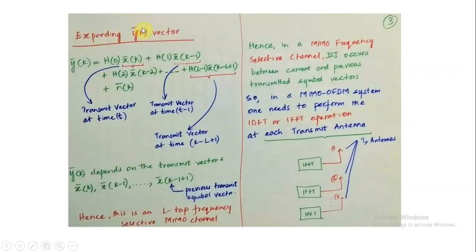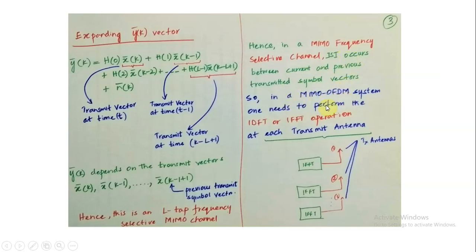Now if we expand this y vector, we get yk equal to this whole expression, in which this part is the transmit vector at time k, this part is the transmit vector at time k minus 1, and this part is the transmit vector at time k minus L plus 1. So this is a model of the received signal vector through the frequency selective channel. Now yk depends on the transmit vectors xk to xk minus L plus 1, which are previous transmit signal vectors. Hence this is an L-tap frequency selective MIMO channel. So in a MIMO frequency selective channel, ISI or inter-symbol interference occurs between the current and previous transmitted symbol vectors.